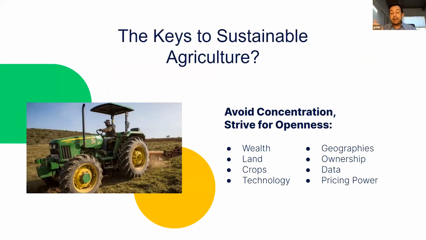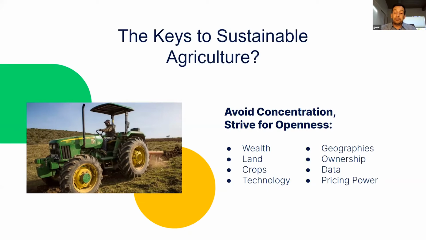As the world has learned about agriculture and how to make agriculture sustainable, a lot of it boils down to making sure that you're avoiding concentration and striving for openness. So when you have land too heavily concentrated or wealth too heavily concentrated, or you have a monoculture of only a few crops, or if pricing is controlled by only a few people, things tend to get bad. If information isn't shared, it tends to be bad.